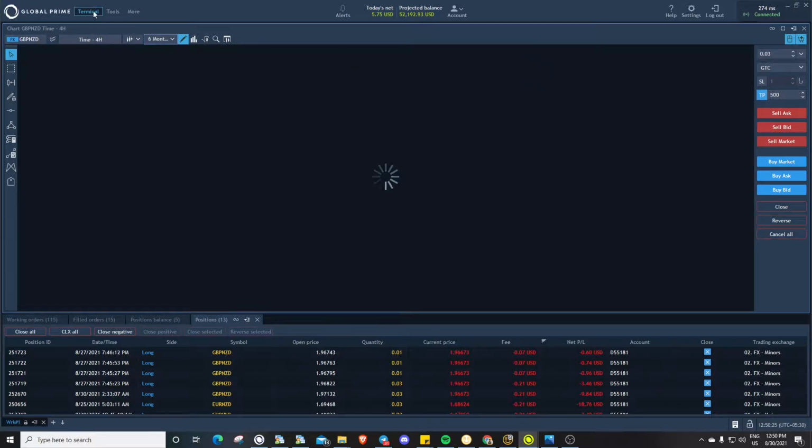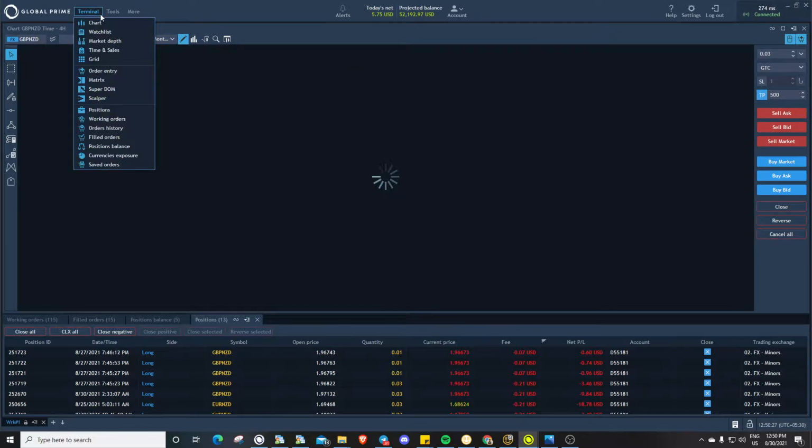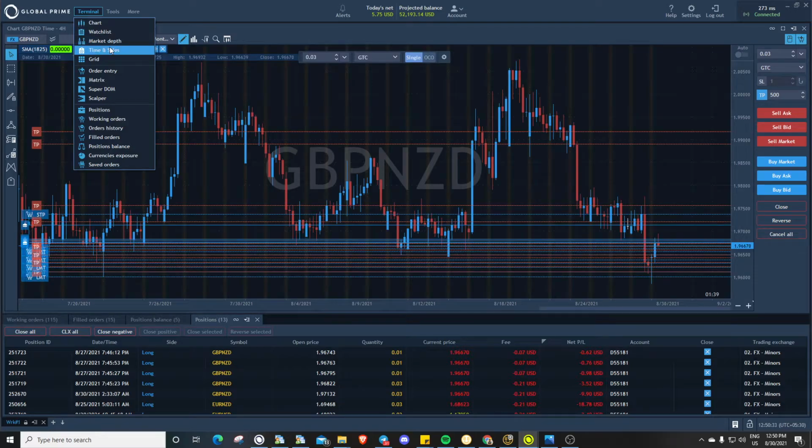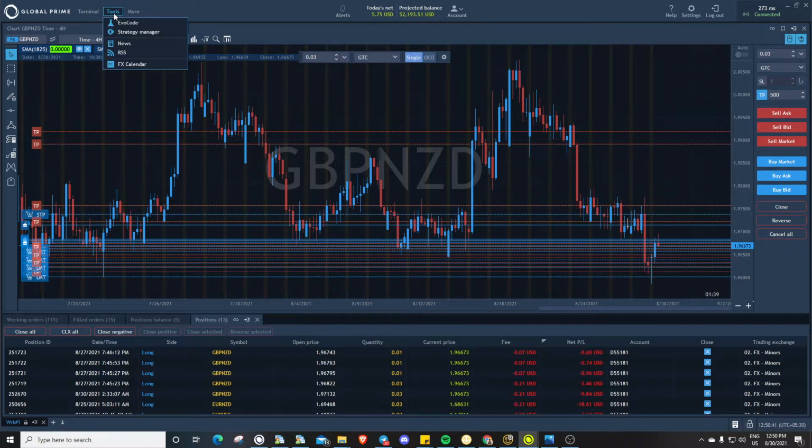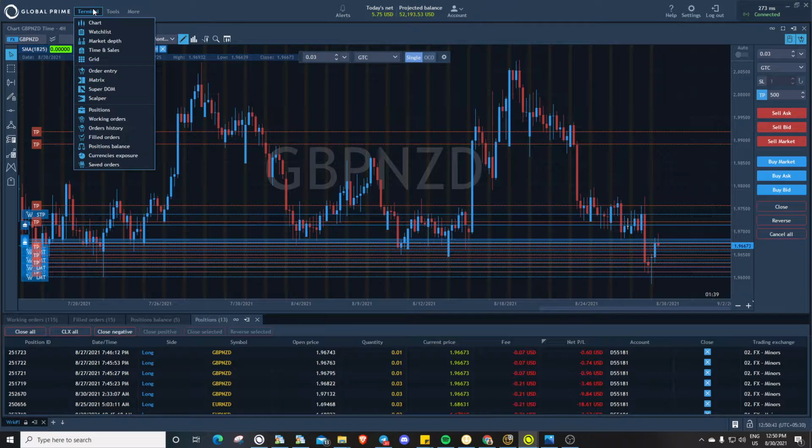Then we're gonna go to the terminal actually. For the terminal, we're gonna use the grid option. Grid, and we also need to add indicators. So where was it actually? I forgot. Okay, it was in tools maybe. It should be in terminal actually.